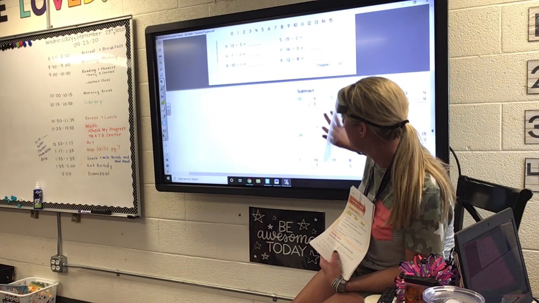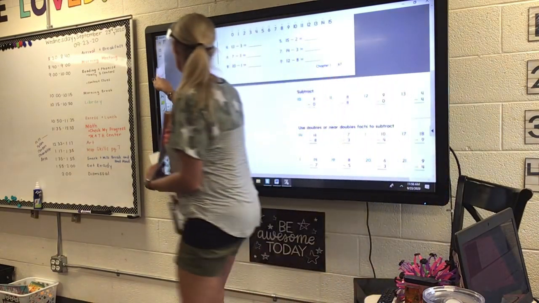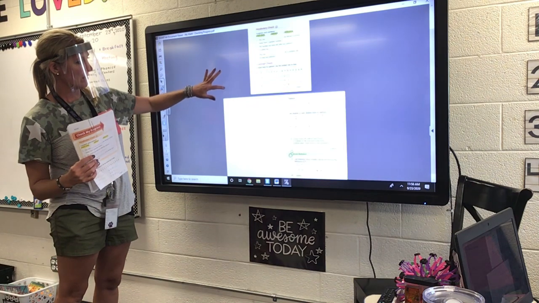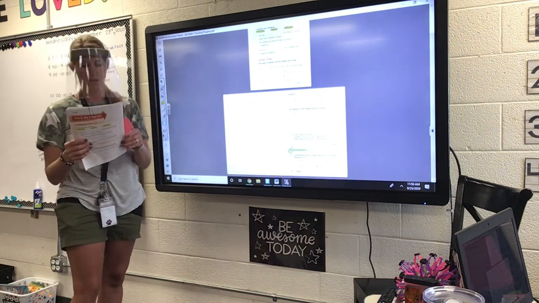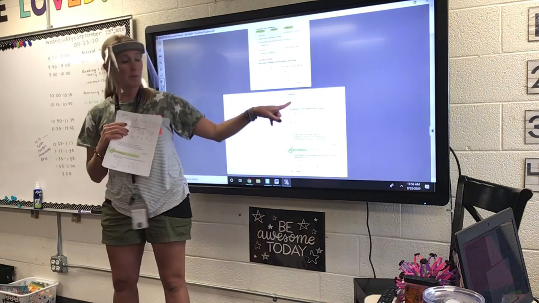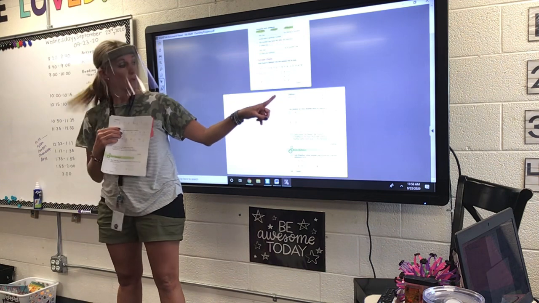Now, on the next page, this kind of copied funny. Sorry about that, guys. That copied really funny. But on this back page, at the top, you are going to subtract. And if you need to use your rulers, you can use your rulers.